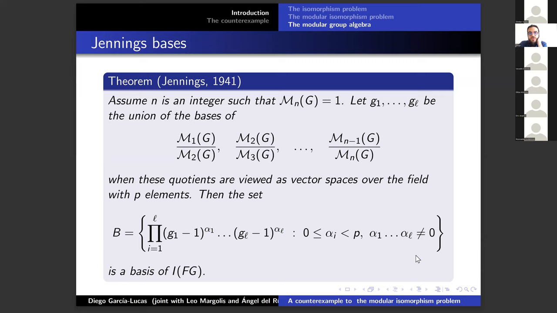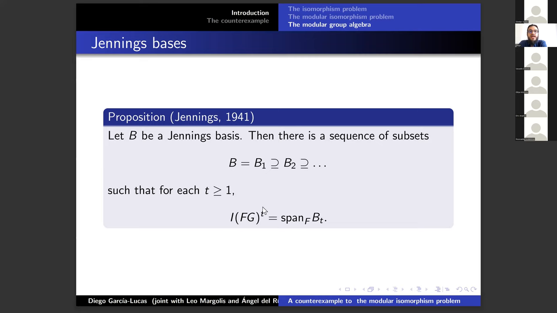the augmentation ideal. Moreover, if we remove this condition, that is, we allow all the exponents to be 0, that is, we allow 1 to be an element of this set, then it is a basis for the complete group algebra FG. The interesting property of this basis is that it behaves well regarding the powers of the augmentation ideal in the following sense. There is a sequence of subsets of a Jennings basis, B1, B2, and so on, which is completely determined by the group, but I'm not going to explain how, such that the T-th power of the augmentation ideal has this set VT as a basis.